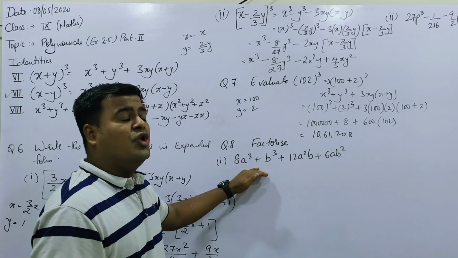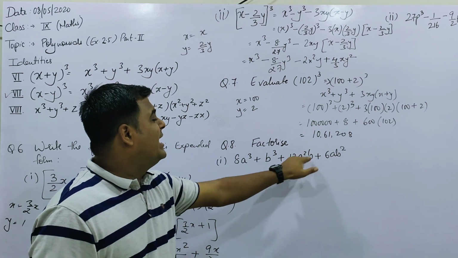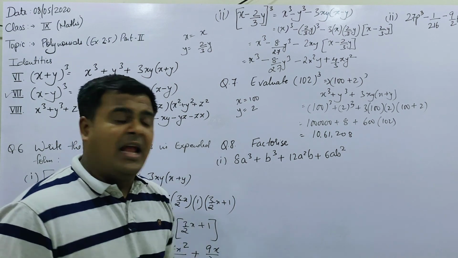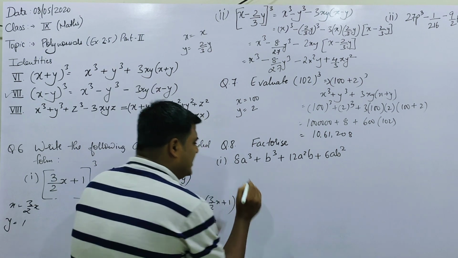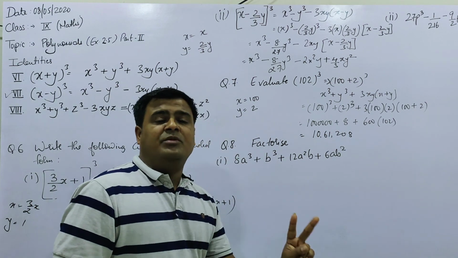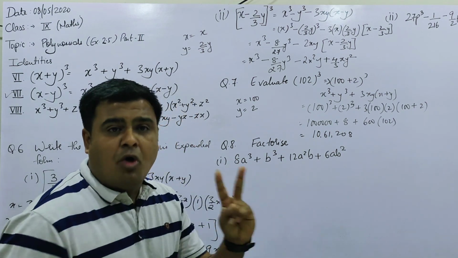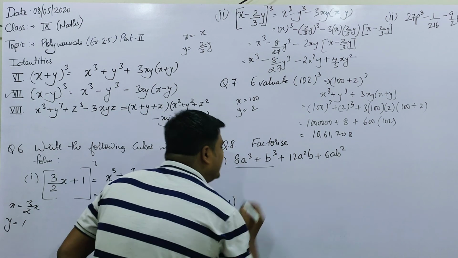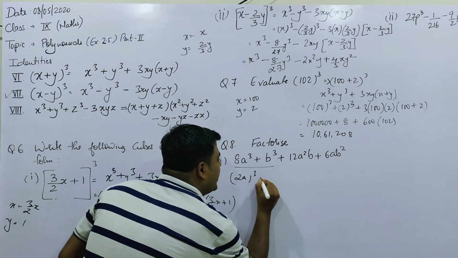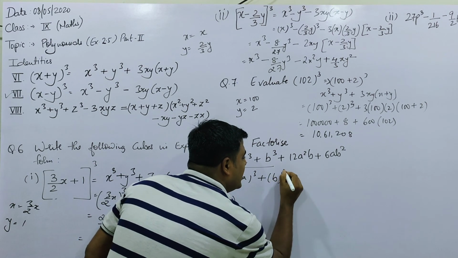Now let us see the next question, question number 8. Factorize 8a cube plus b cube plus 12a square b plus 6ab square. Let us find the values of x and y from the question. First of all we need to find the two whole cubes from the question, and here you can see these are the two whole cubes. This is the cube of 2a, the whole cube, plus b, the whole cube.